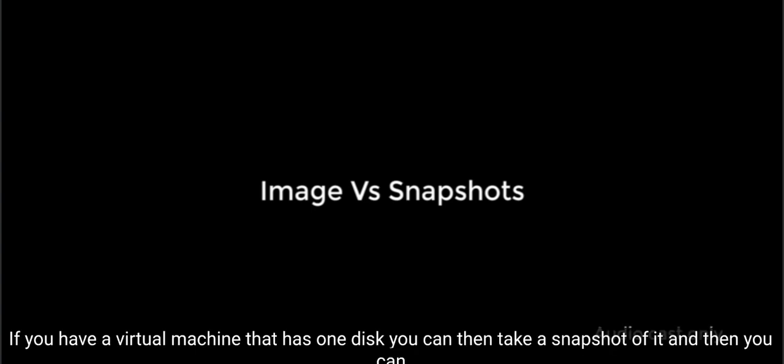A snapshot is a copy of a disk at that point in time. It applies only to one disk. If you have a virtual machine that has one disk, you can take a snapshot of it and then create the virtual machine from that snapshot. Snapshots are used to perform point in time restores. That means just in case your virtual machine ever gets corrupted or goes into a blank state or maybe a blue screen of death or something, you can then go ahead and restore from the snapshot you took of the virtual machine.